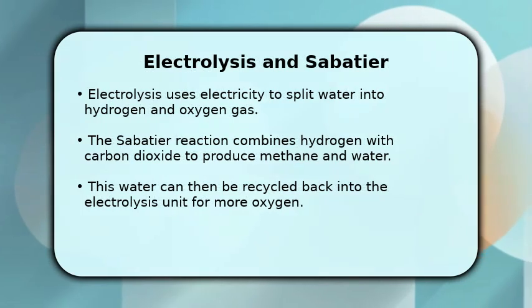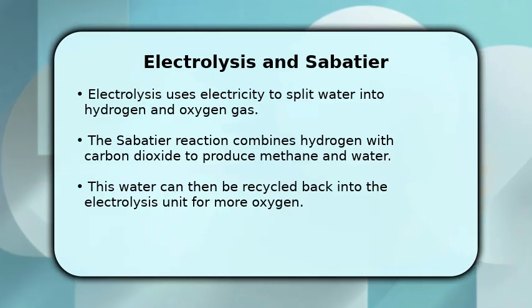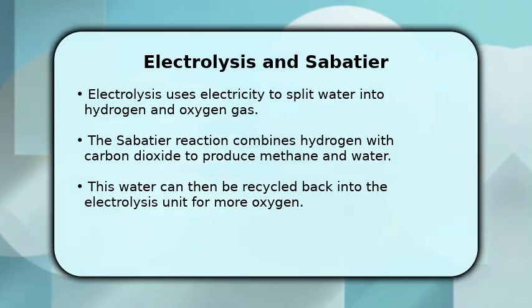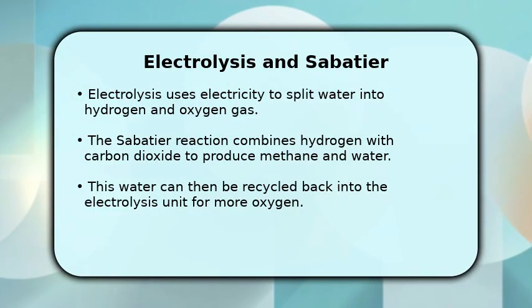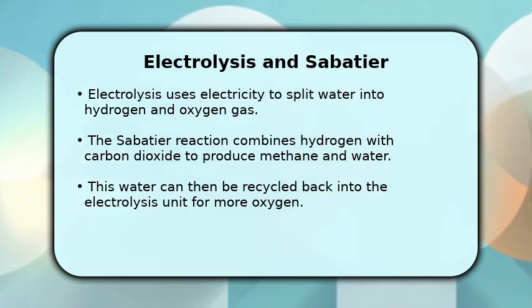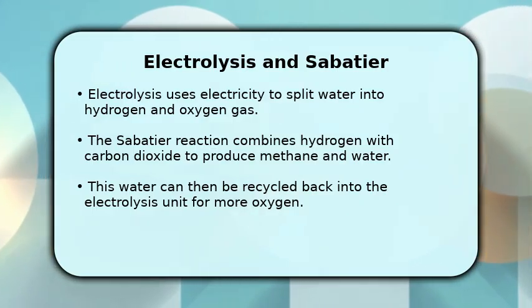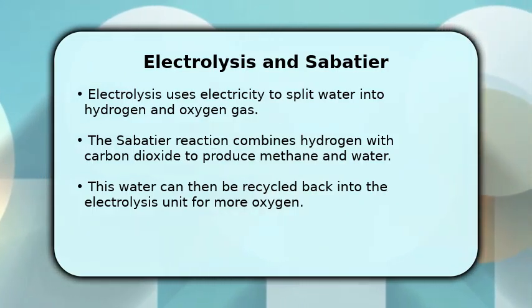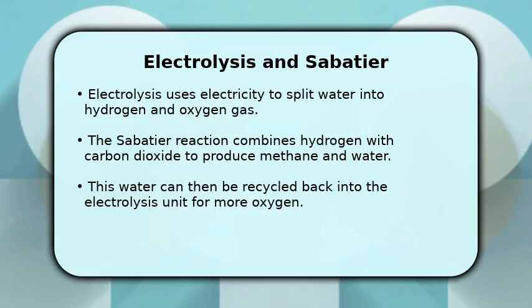One primary method involves a two-step process: electrolysis and the Sabatier reaction. First, water is electrolyzed, splitting it into hydrogen and oxygen. Then, the Sabatier reactor takes that hydrogen and combines it with carbon dioxide, producing methane and, crucially, more water. This newly formed water is then fed back into the electrolyzer, creating a closed-loop system that efficiently generates oxygen.